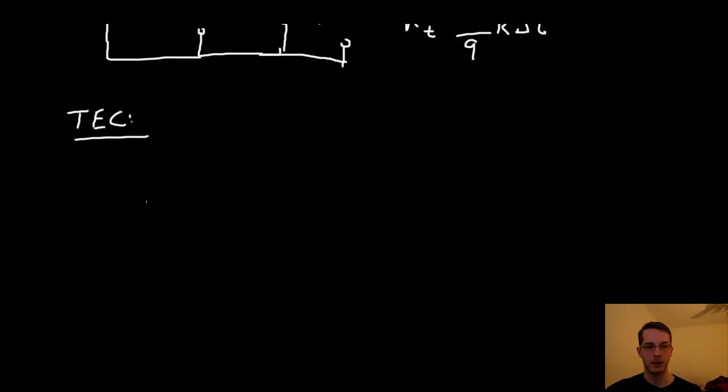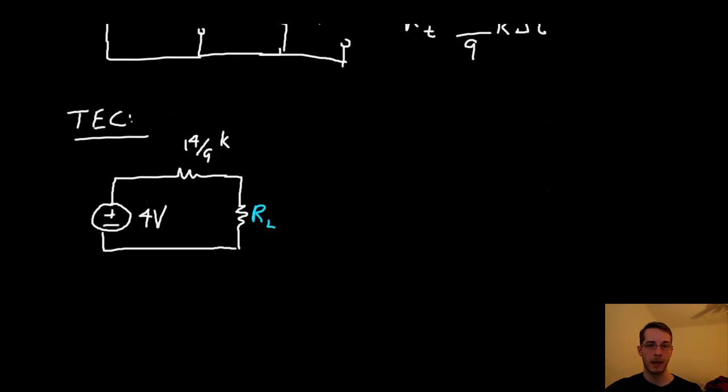Now, to find maximum power transfer, we have to set RL equal to R Thevenin, or just RT, which is 14/9 kilo ohms. The power is going to be just V squared over R, or just I squared R. So this is going to be equal to 2/7 milliwatts.